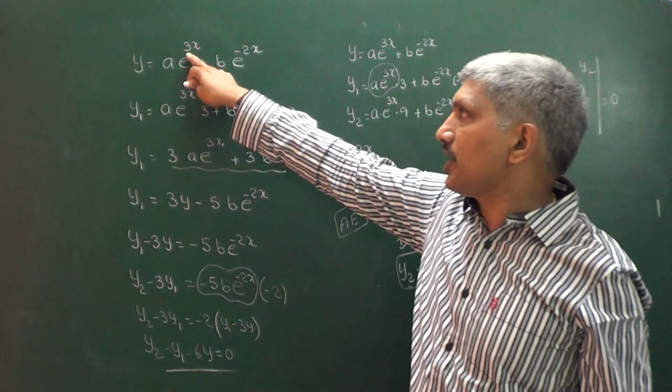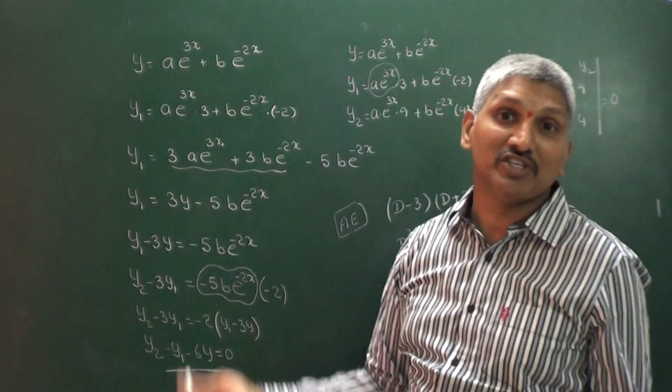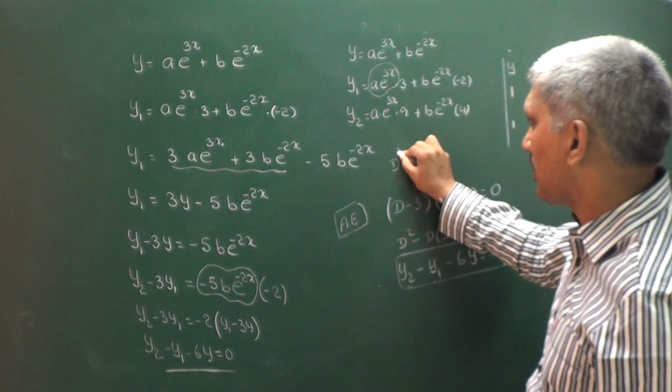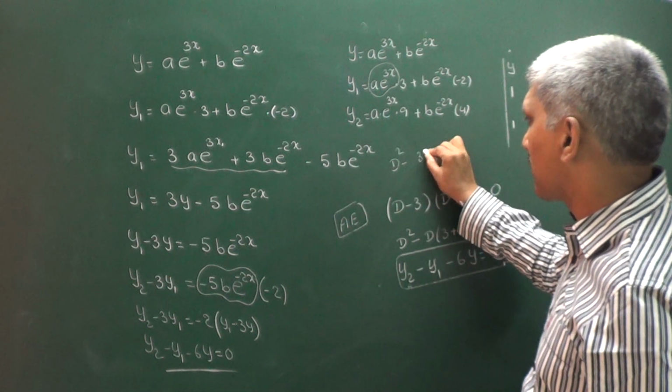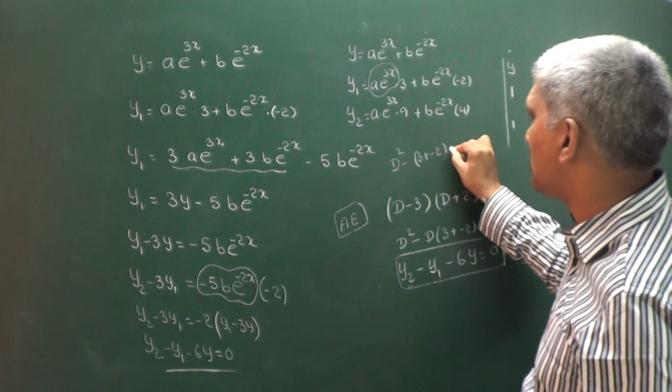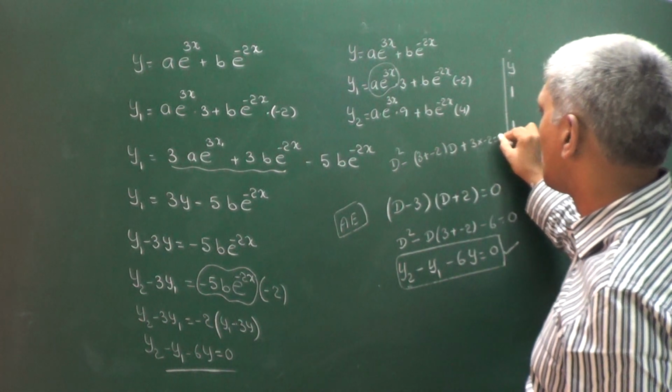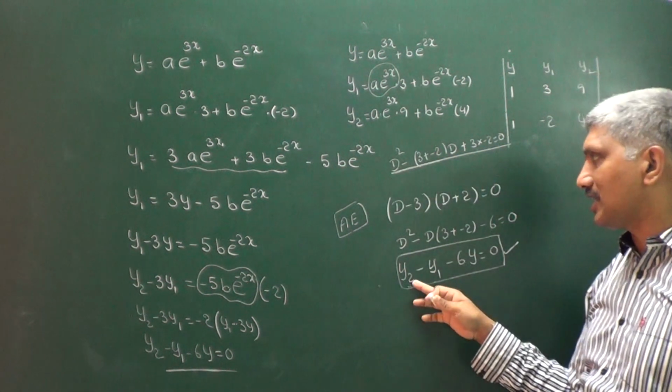The roots 3 comma minus 2 are the roots of which equation? 3 comma minus 2 are the roots of the equation D square minus (3 plus minus 2) into D plus 3 into minus 2 is equal to 0. That's what we directly got.